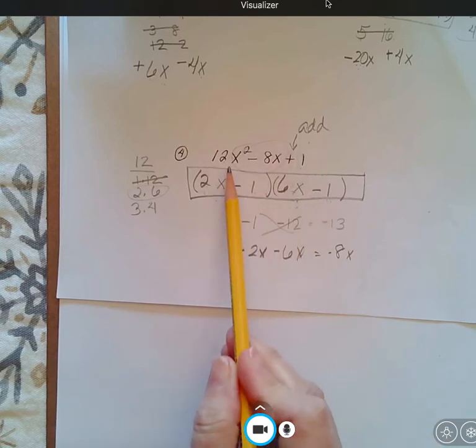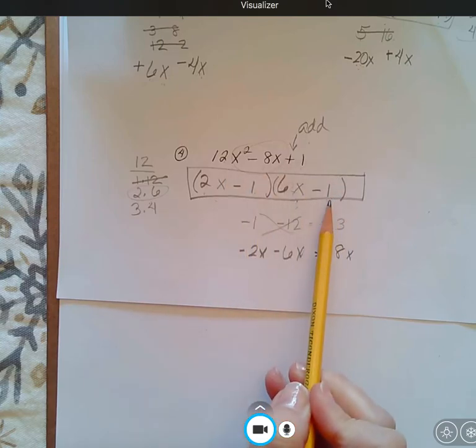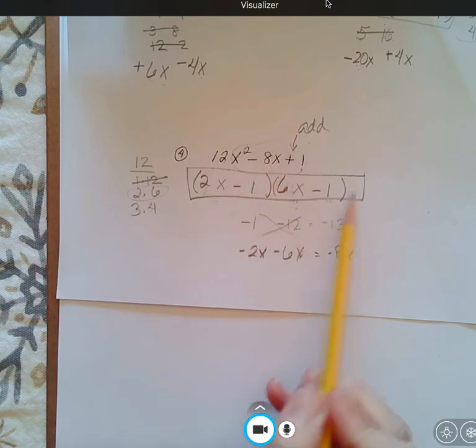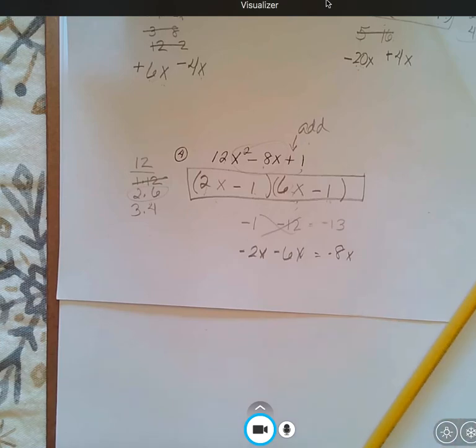That's going to give you 12x squared. In the back, negative times a negative, that's your positive 1, and your outers and your inners will give you that negative 8x. Okay, try the other examples on your own, see how you do.